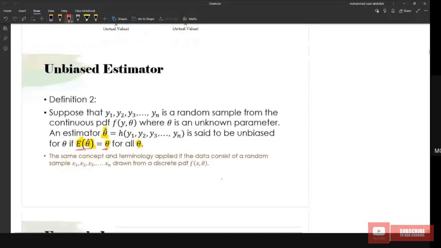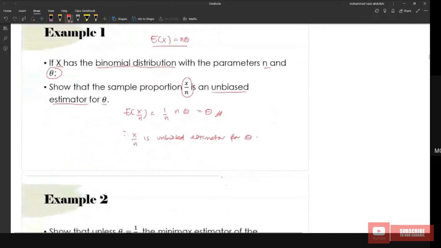So for example number one, we have a binomial distribution with parameters n and theta, right? So we want to know whether the proportion X divided by n is an unbiased estimator for theta. So we need to take the expected value of X over n, which is equal to 1 over n multiplied by the expected value of X, which is n theta. So this is equal to theta. So then X over n is an unbiased estimator for theta.